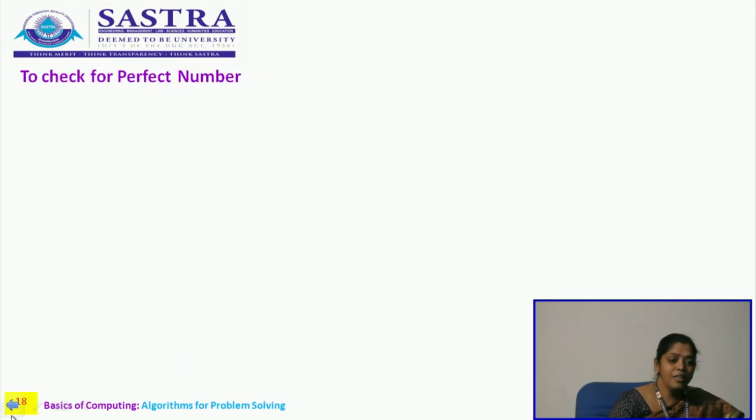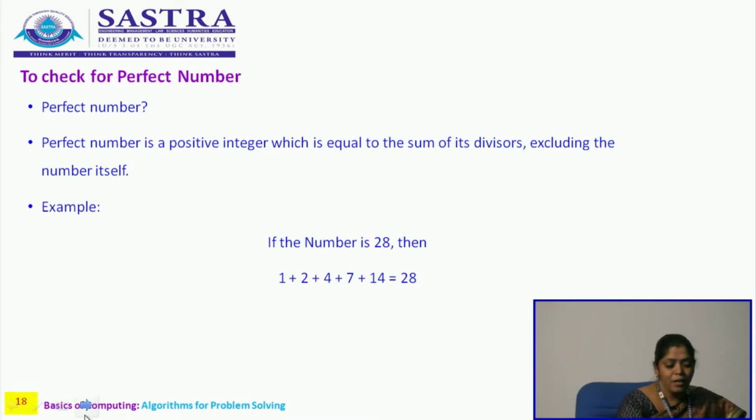So we see several kinds of number characterization and number identification. One such characteristic is a perfect number. To check for a perfect number, we must know what a perfect number actually is. A perfect number is a positive integer which is equal to the sum of its divisors, excluding the number itself.